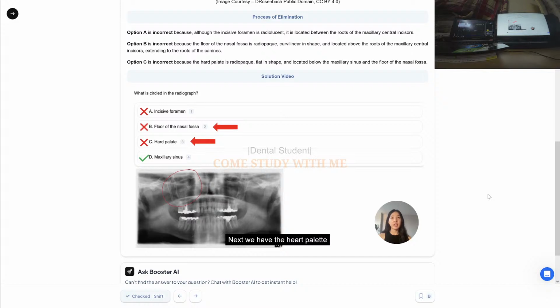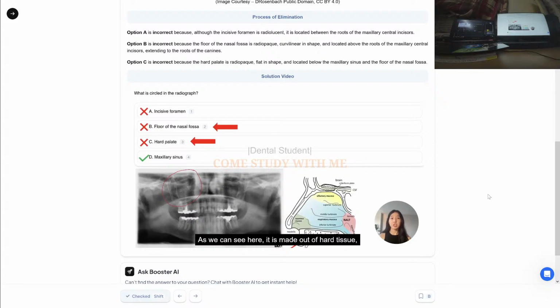Next, we have the hard palate and the floor of the nasal fossa, which are the same structure. And this is made out of bones from the palatine process of the maxilla and horizontal plates of the palatine bones. And these structures just separate the oral cavity from the nasal cavity, as we can see here. It is made out of hard tissue, so we can expect this structure to appear radio-opaque. Additionally, it does extend throughout the entire oral cavity, so we would expect to see the structure extending across the entire oral cavity in the pan, unlike what we're seeing here with the structure located just on one side.